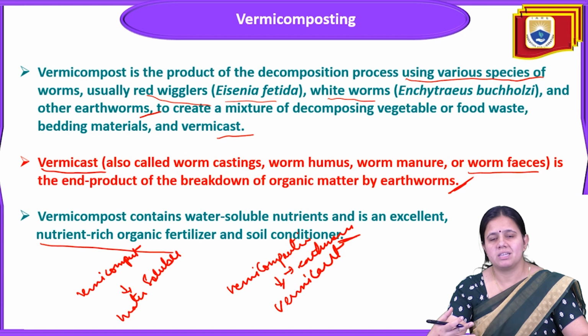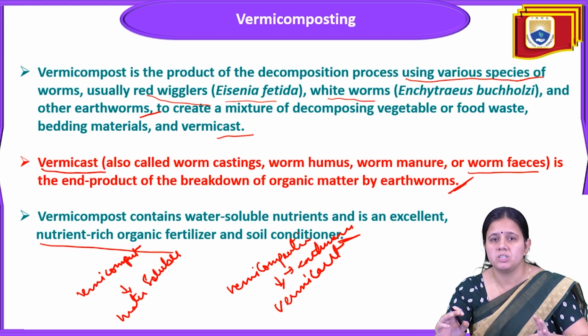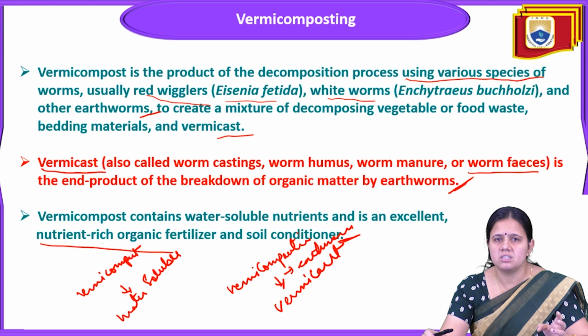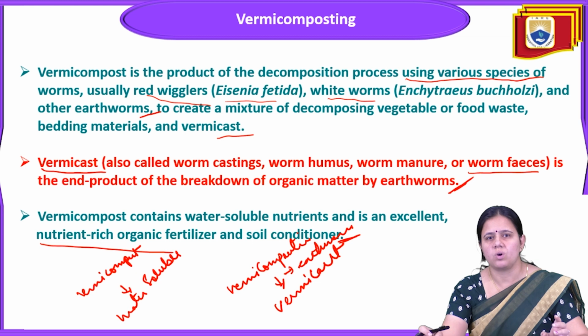All organic waste can be converted into vermicompost, and this vermicompost is nothing but the feces of the earthworm. For this, some high-quality earthworms can be used, such as red wigglers, white worms, and some other worms. They create a mixture of decomposing vegetables and food waste, bedding material, and vermicast. This vermicompost is very nutrient-rich, and it is an excellent organic fertilizer and soil conditioner.